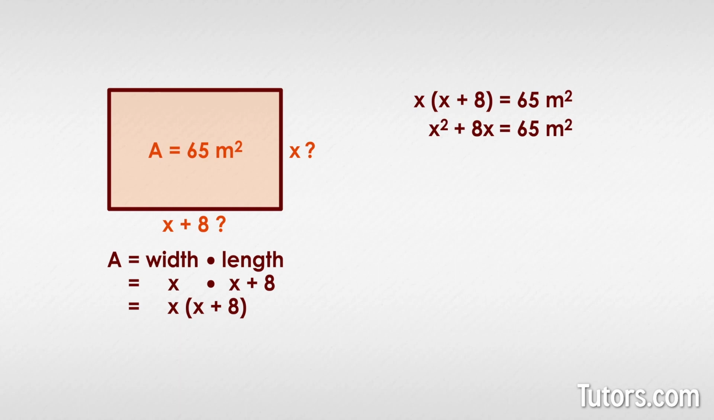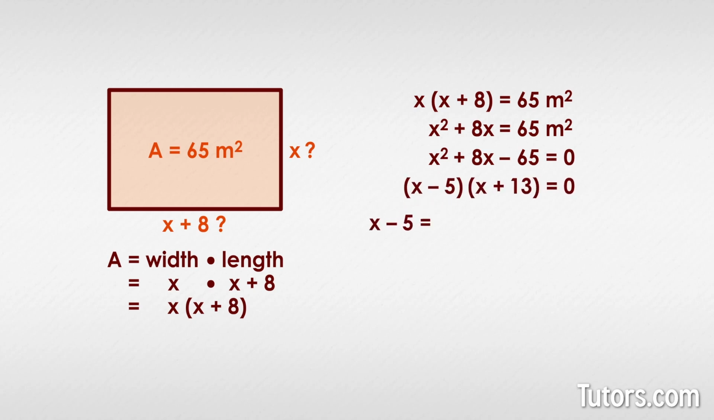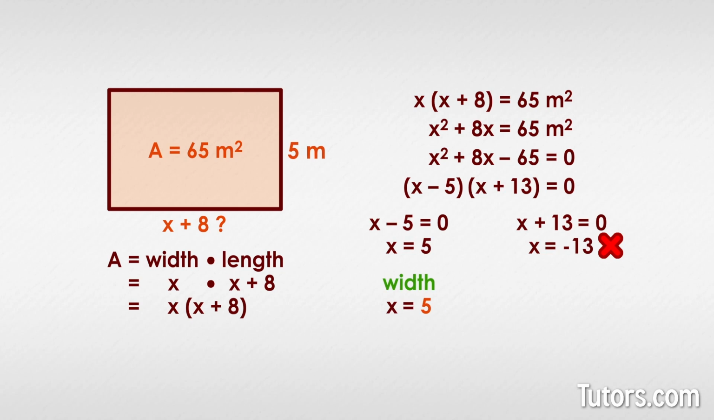Next, we convert it to a quadratic equation. Subtract to make one side equal to 0. Factor the quadratic equation. And finally, we can solve for both of the x's. We cannot have a negative number for a width or length, so the correct answer is that x, the width, is equal to 5. This means the length, x plus 8, is equal to 13.